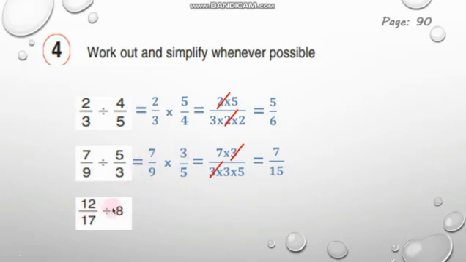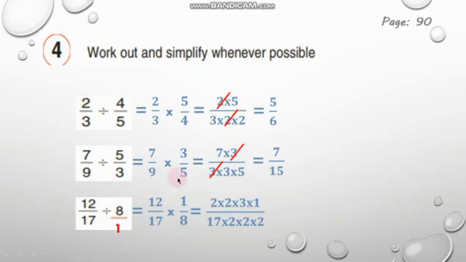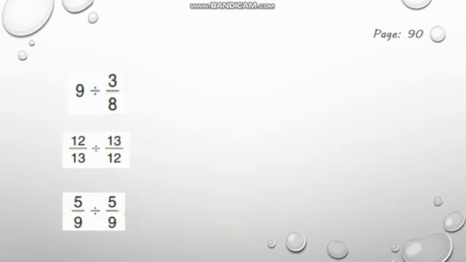12 over 17 divided by 8. I can write 8 over 1. 12 over 17 times 1 over 8. I can decompose 12 into 2 times 2 times 3, 8 into 2 times 2 times 2. I can simplify by 2 and by 2 here and here. So the answer is 3 over 34.